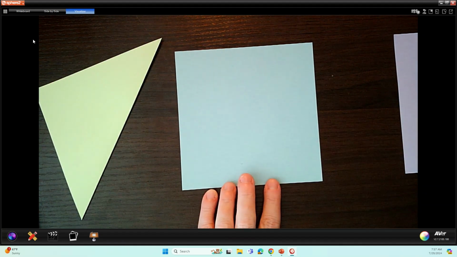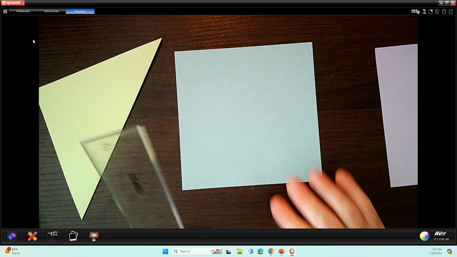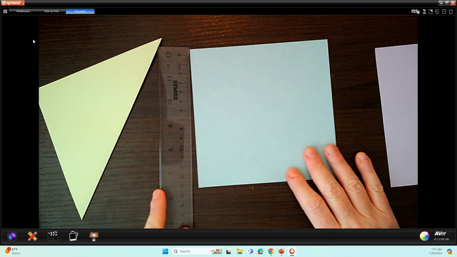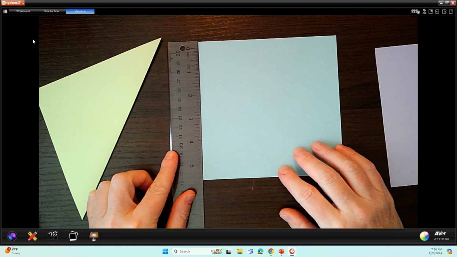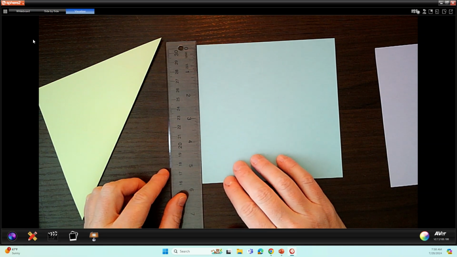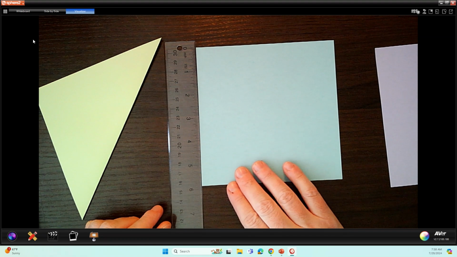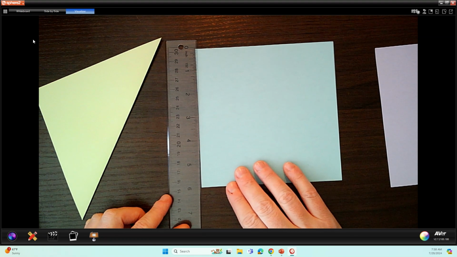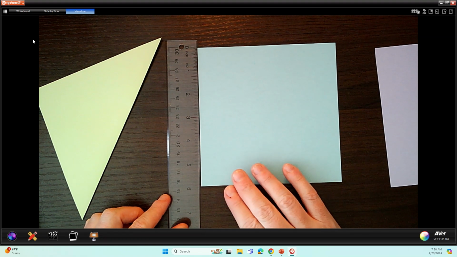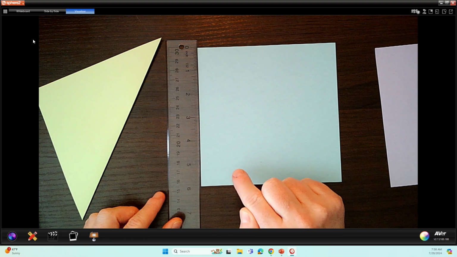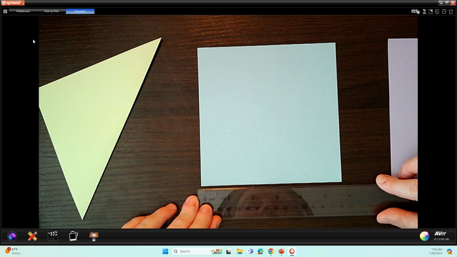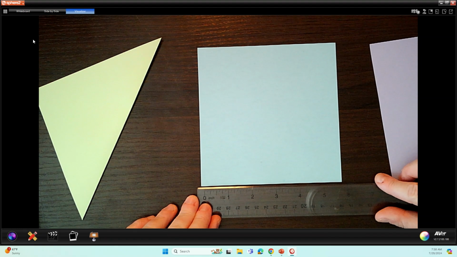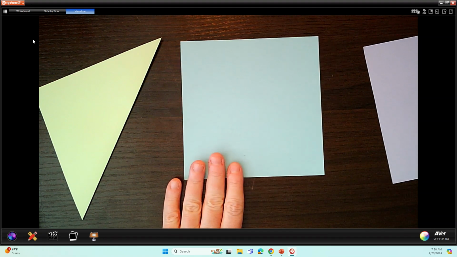So I believe this paper is 5 inches. I'm going to measure that real quick because I'm not 100% sure. I'm going to use the inch side. And it looks like the square is just about 6 inches, just short of 6 inches. See that? So I'm going to say this is 6 inches. So if it's a square, that means it's going to be 6 inches at the bottom as well. Okay, so we are working with 6 by 6.